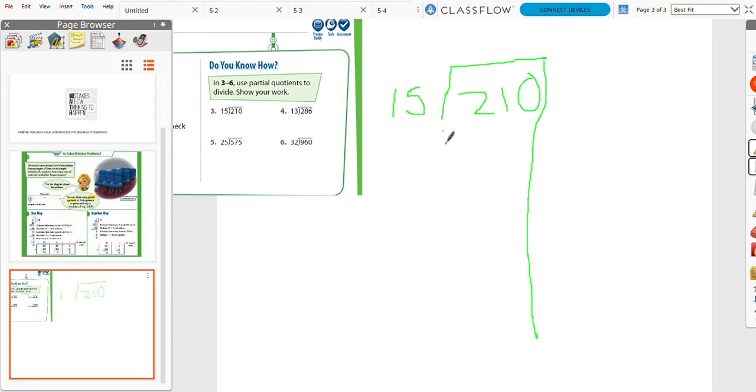So again, I'm going to just go right to my extended facts. That's my go-to strategy. I like to do that. You might be doing your factors of 15. You might be saying to yourself 15, 30, 45, so forth. I like to say, let's go with 10. So 15 times 10 again gives me 150.